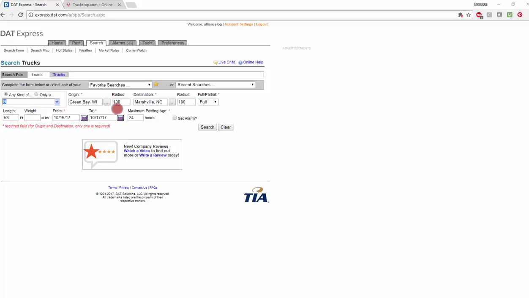So we put 100 miles. So now what this is going to do when I click search over here is it's going to show me all of the trucks that are in that particular lane.